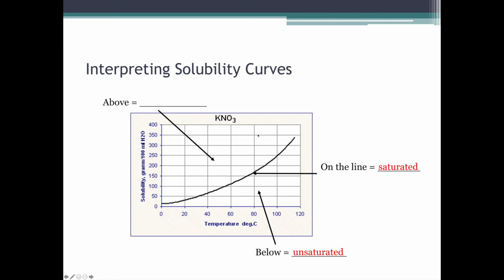Now, above the line is where you get your supersaturated solutions. So say you had 300 grams dissolved in that 100 milliliters, you've gone above the maximum. You are supersaturated. Now, how did they get to that supersaturated solution? They just kept heating it up to about 110 degrees, fit all 300, and then slowly decreased the temperature back to 100, and they have that fragile supersaturated solution.